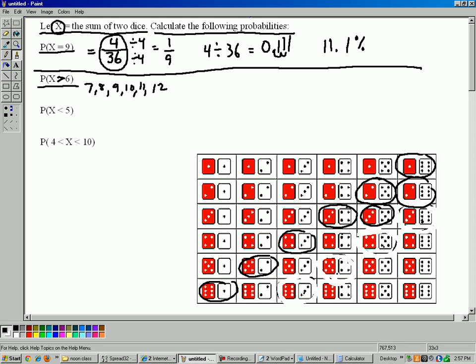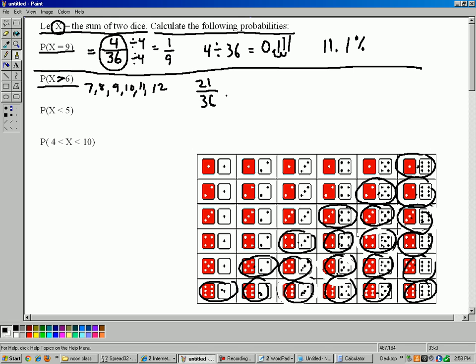There's one. Here's another one. Here's another one. Another one. Those are all 8s. And then the 9s. And then the 10s. And the 11s and the 12s. Okay, that's all the ways that X can be greater than 6. How many ways is that? 1, 2, 3, up to 21. Okay, so your answer is 21 out of 36.